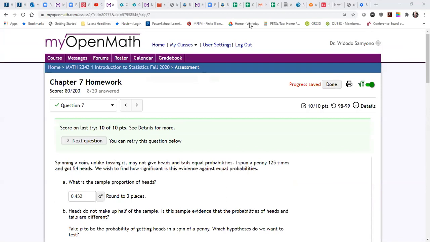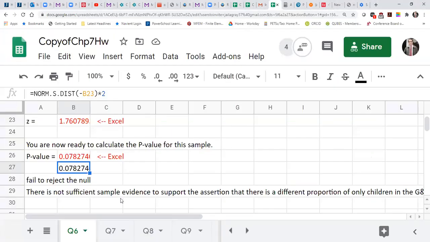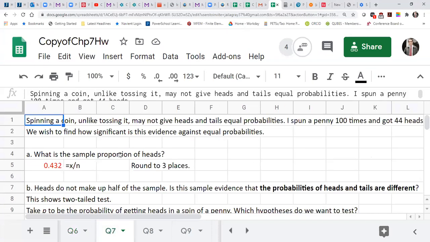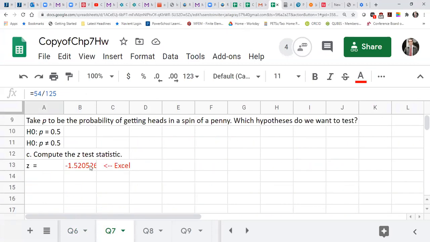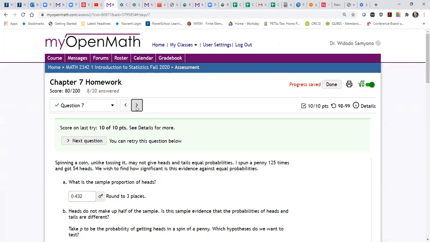For number 7, you need to use the same formula. This is x divided by n, and for the z, x divided by n minus the p, divided by the square root of p times 1 minus 0.5, so the same as 0.5, right? And then divided by the n again. Okay, that's for number 7. Let's go to number 8.